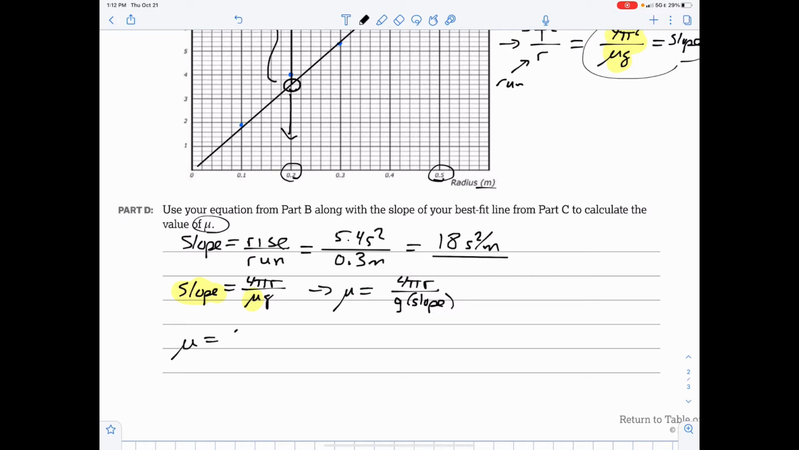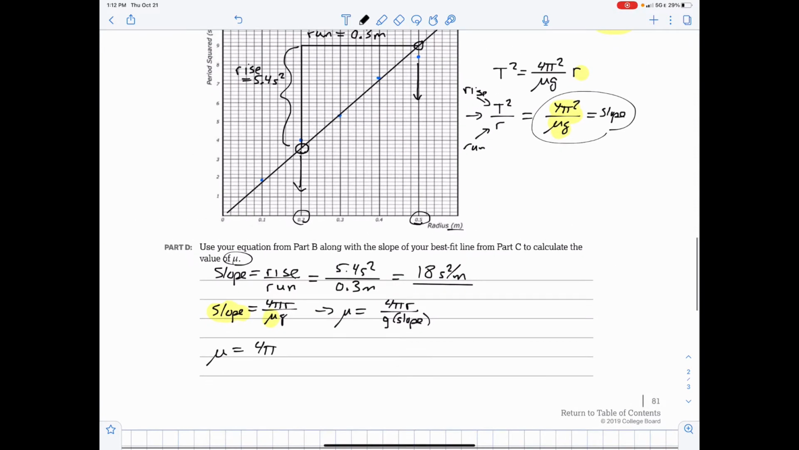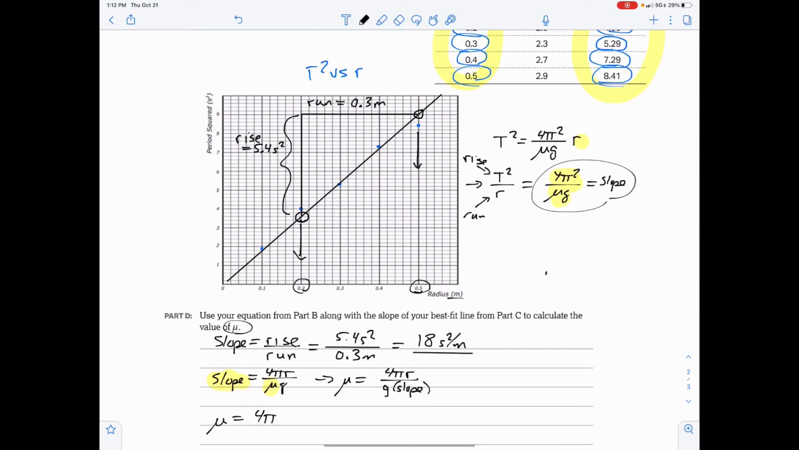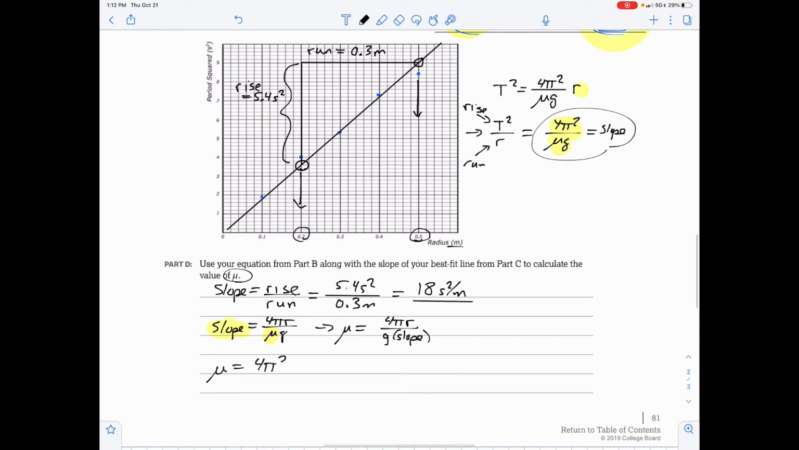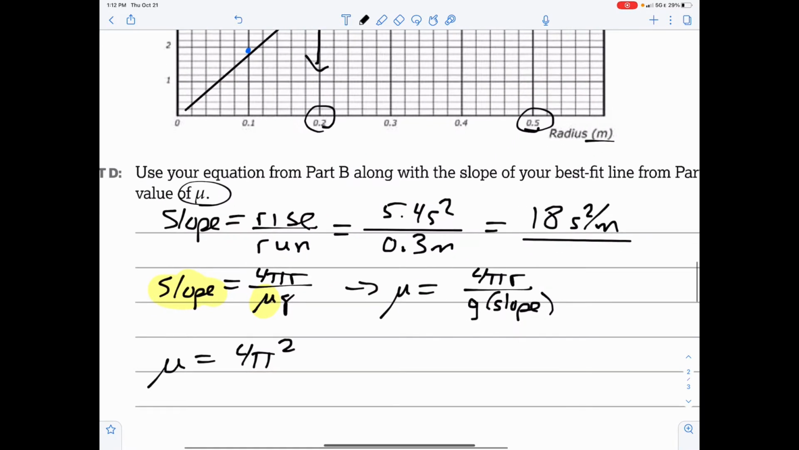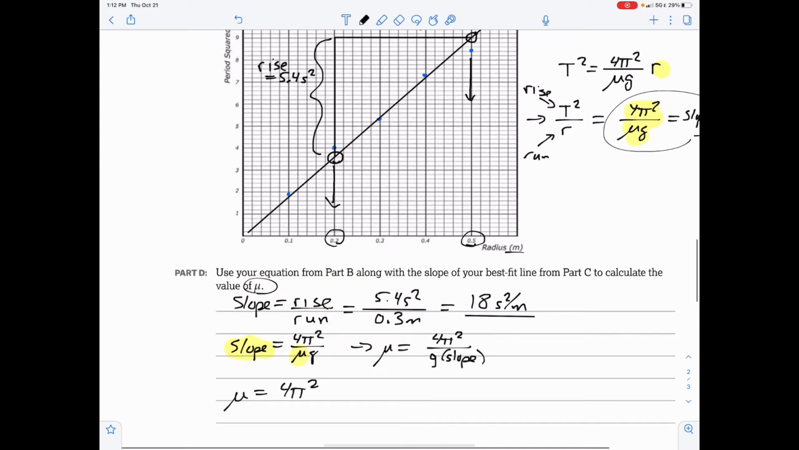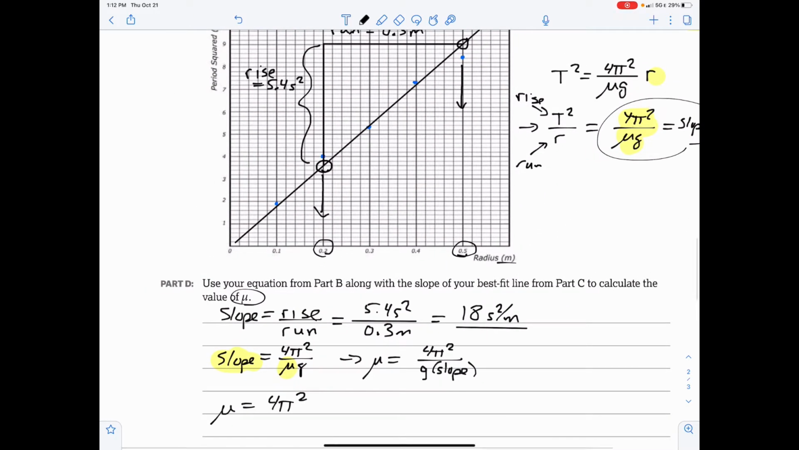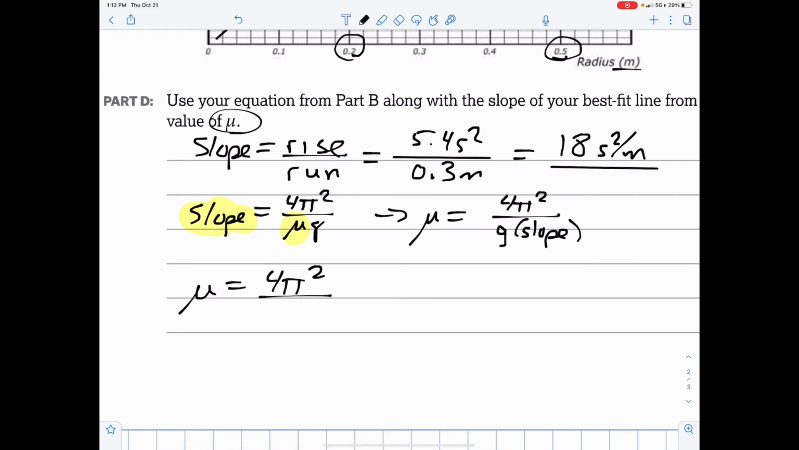Okay, so mu is 4 times pi squared. I'm sorry, not times the radius, my mistake, let me fix that. 4 pi squared is the numerator. All of that is over g, so 9.8 times the slope of 18.